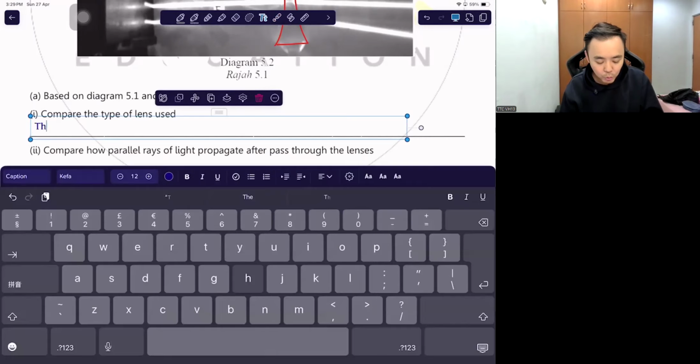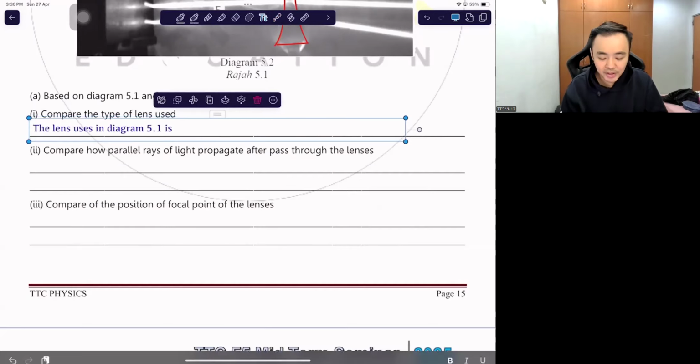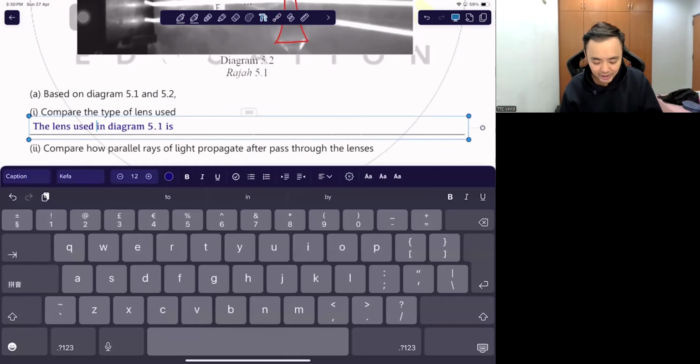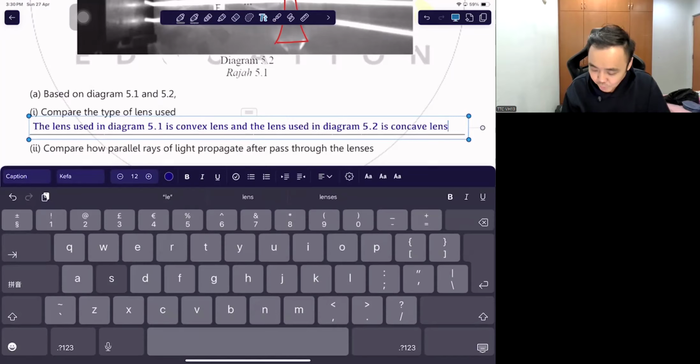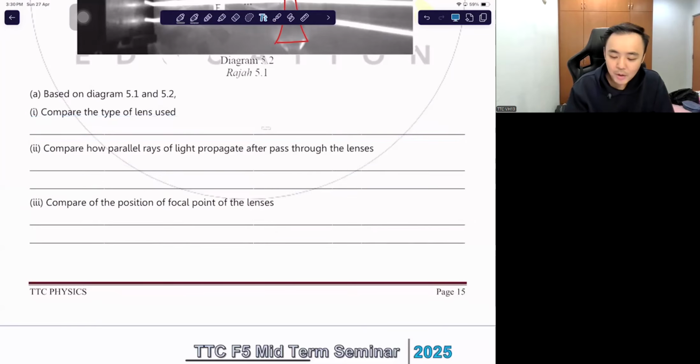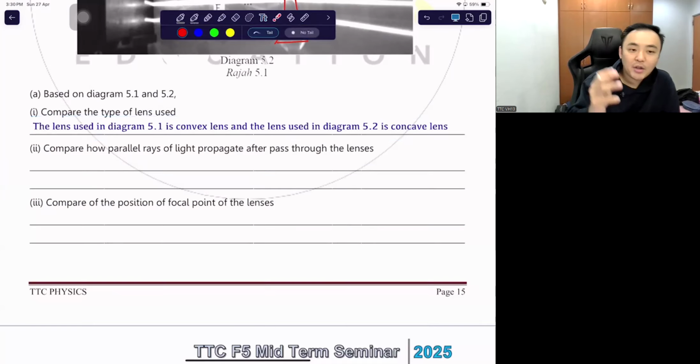The lens used in diagram 5.1 is convex lens, and the lens used in diagram 5.2 is concave lens. That's it. Okay, straightforward answer. Understand? So whenever you cannot compare, just write your observations.